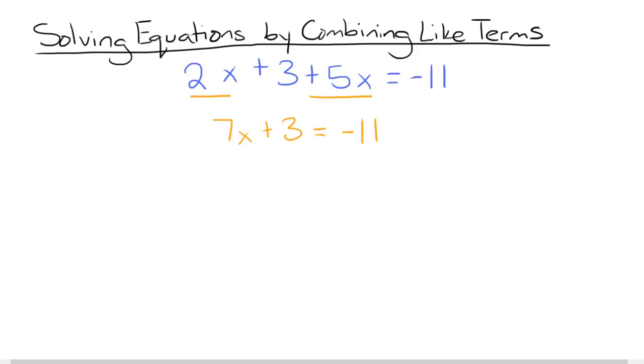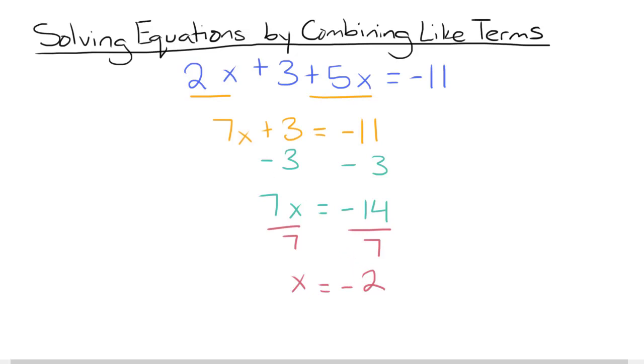Now we can solve this like a normal two-step equation. So we'll start by subtracting 3 from both sides. That gives us 7x, and negative 11 minus 3 is negative 14. Now to solve for x, all we have to do is divide both sides by 7, and we get x is equal to negative 2.